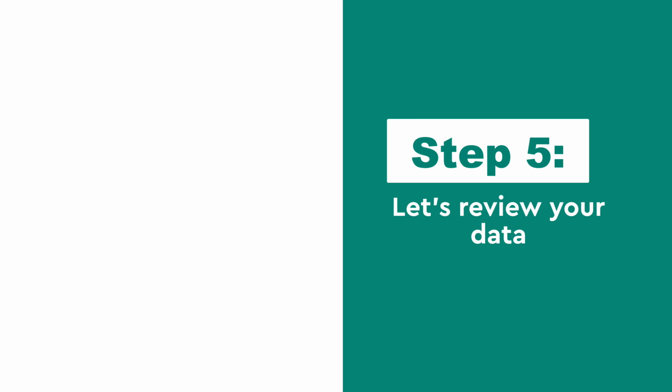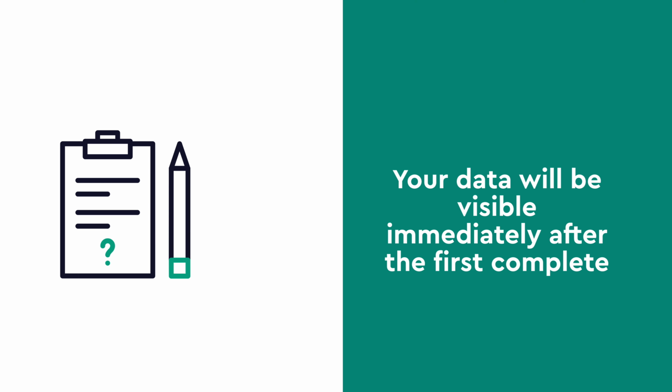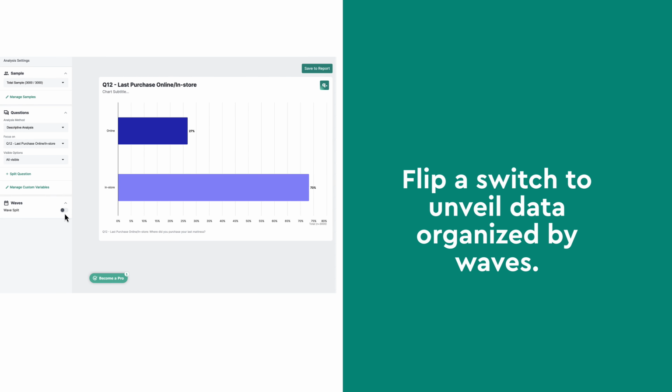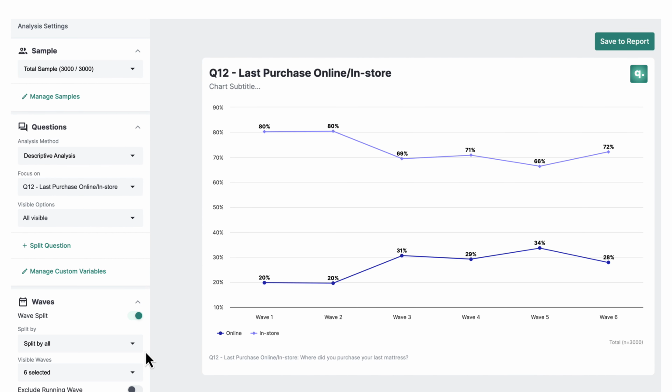Let's review your data. In Quantilope, your data will be visible immediately after the first complete comes in, so you get to see it all in real time. Flip a switch to unveil the data organized by waves. This feature displays tracking charts, offering a snapshot of your survey's progress over time.